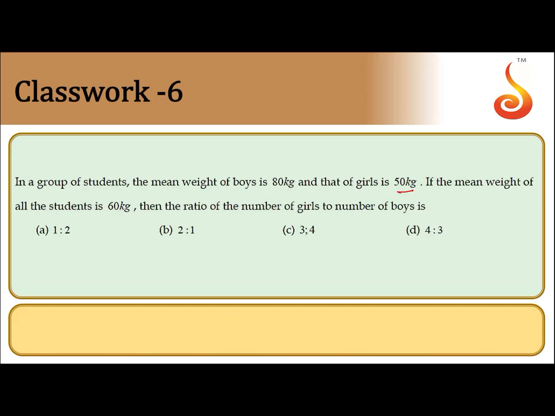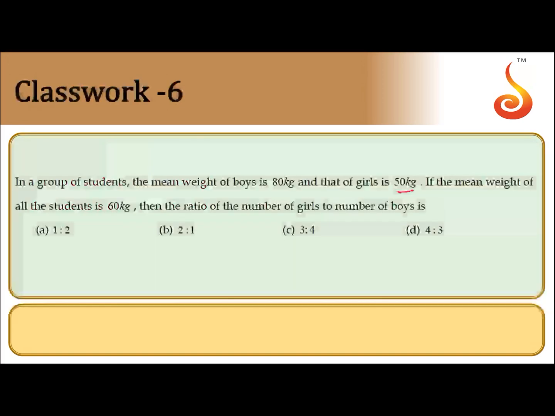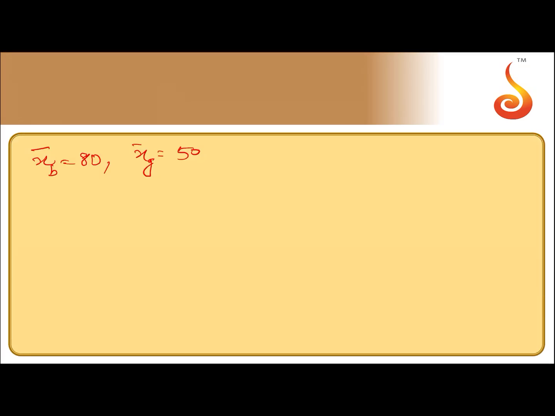And the mean weight of all the students is equal to 60 kilos. The mean weight of all the students is nothing but xb bar plus xg bar divided by b plus g, where b indicates the number of boys and g indicates the number of girls. And that is given to you as 60.